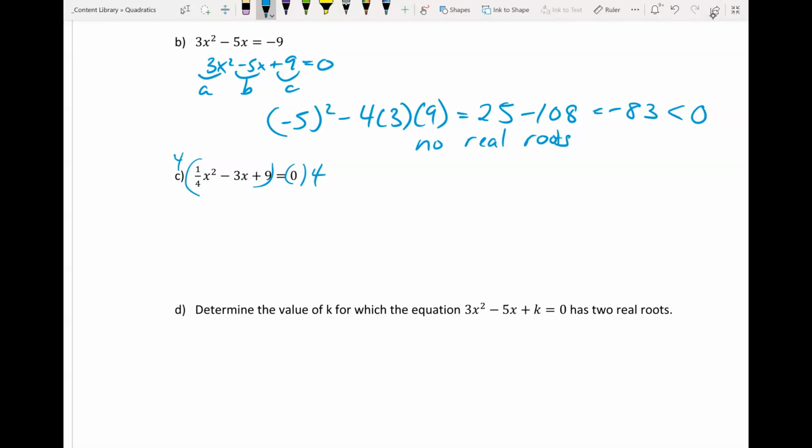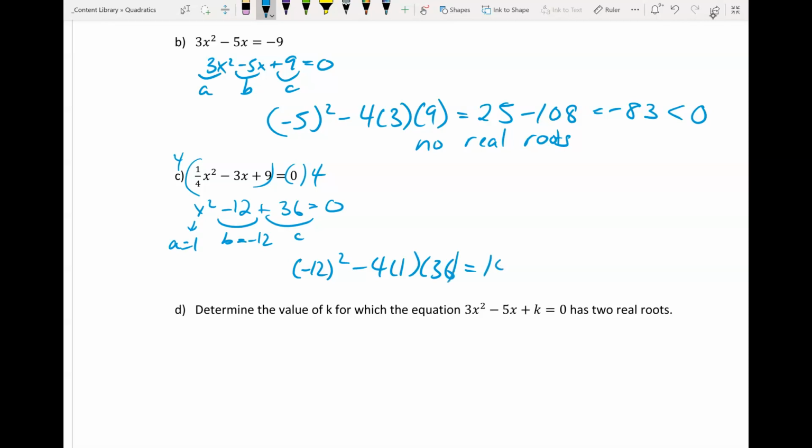All right, so this will become x squared if I do 4 times 1 over 4. 4 times 3 is 12. 4 times 9 is 36. 4 times 0 is still 0. So A is going to be 1, B is going to be -12, and C is going to be 36. So we have -12 squared minus 4 times 1 times 36. That's 144 minus 144, which is equal to 0. So if it's equal to 0, that means we have one real root.